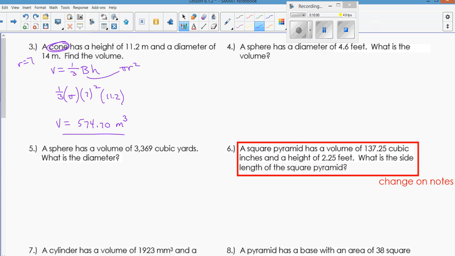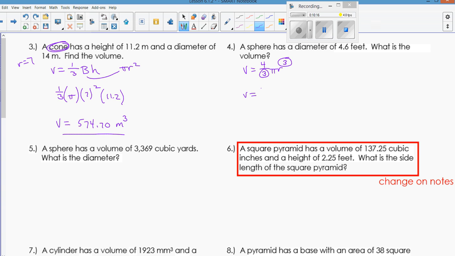A sphere has a diameter of 4.6 feet. What is the volume? So the formula is 4 thirds pi r cubed. Make sure you put cubed. I always remember that these threes are the same. The only thing that you need for a sphere is the radius.